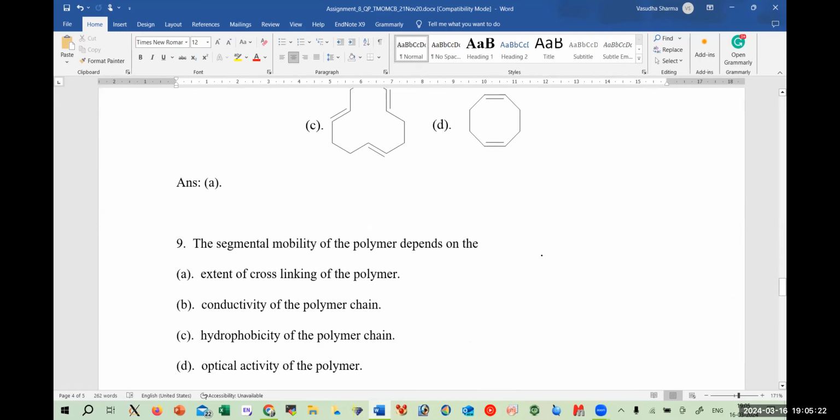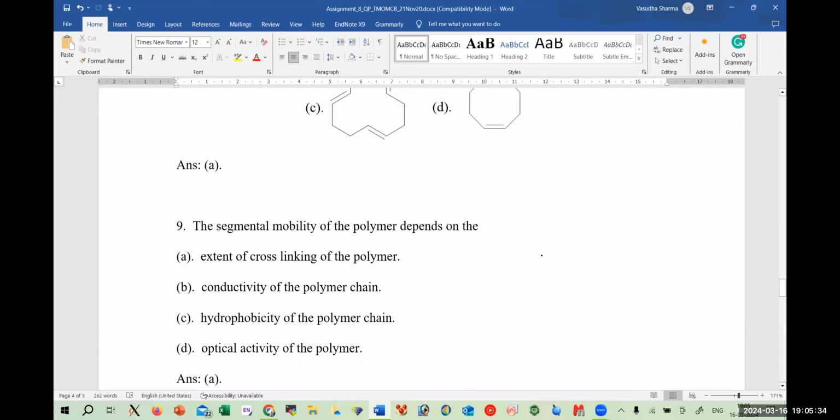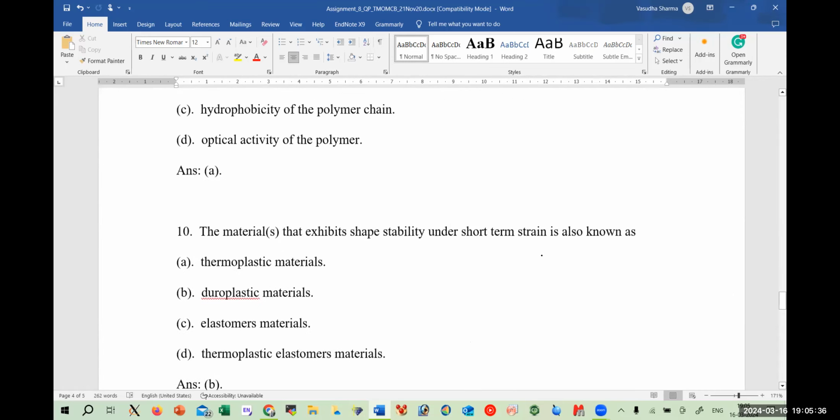The segment mobility of the polymer depends upon what? It is dependent on the cross-linking of the polymer. Whether it is low or high depends upon how much cross-linking has happened. And the materials that exhibit shape stability under short-term strain are also known as duroplastic materials.